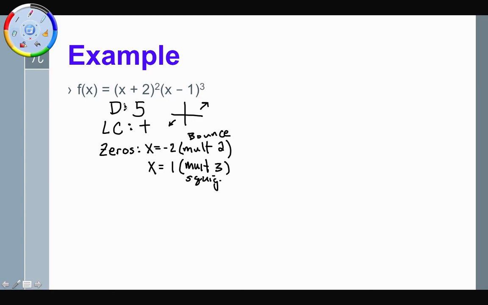All right, what else do we need to find? We found the degree, we found the leading coefficient, we found the zeros, and we made a note of the multiplicity. The last thing we need to figure out is the y-intercept.